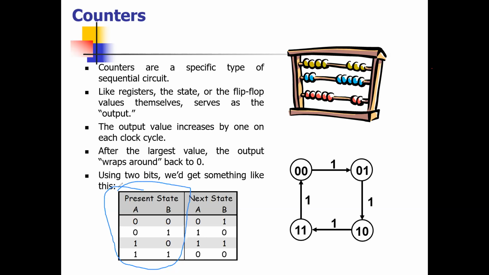So the present state is always in a sequence: 0 0, 0 1, 1 0, and 1 1. So always follow the sequence. Clear? Yes. And then the next state.